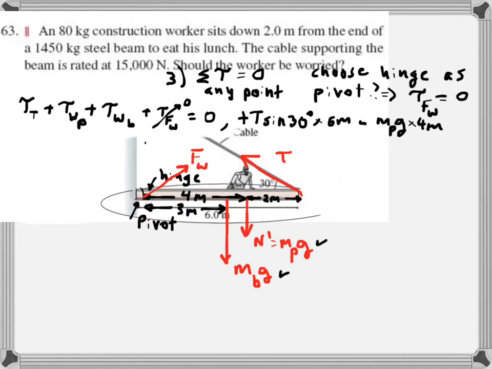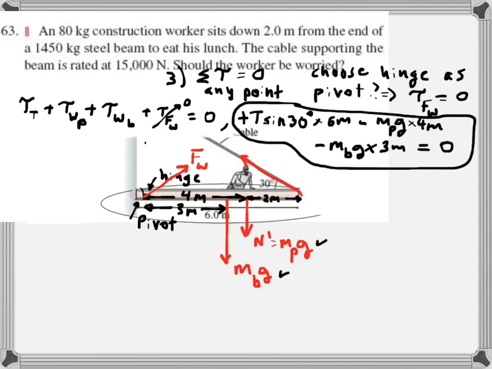All right, we have one more torque to calculate. That's the torque of the weight of the beam. The weight of the beam is the vector that you see in the middle, the mass of the beam times G, and that is acting 3 meters away from the pivot. So the torque of the weight of the beam is also clockwise, so minus MB times G times 3 meters. And all of those torques added together should be equal to 0. So that's our equation for the sum of the torques equal to 0.